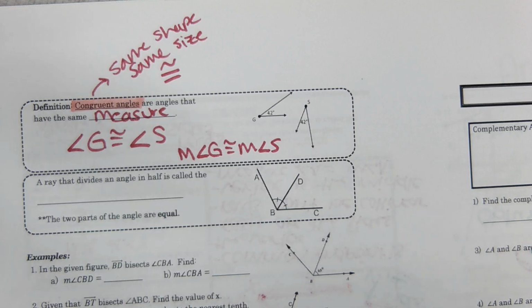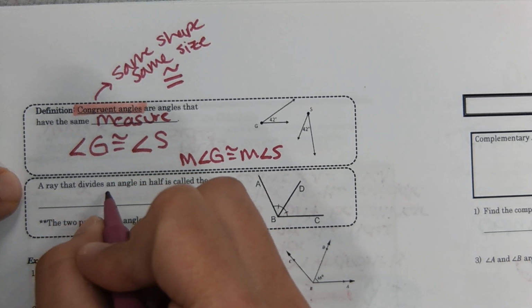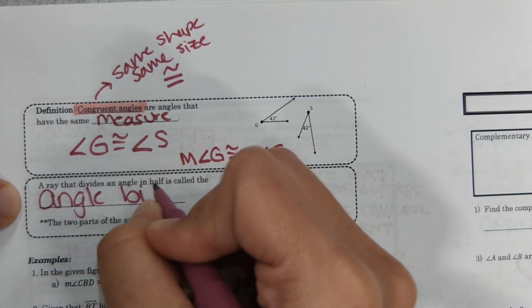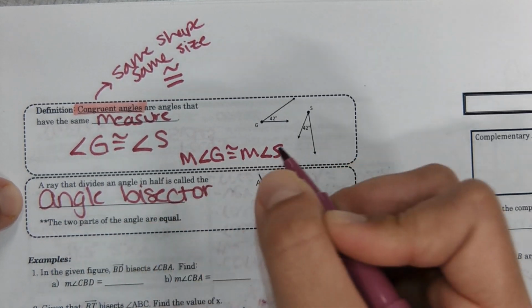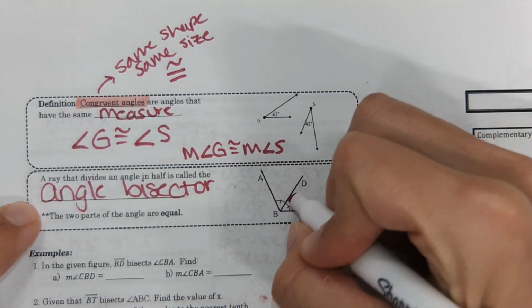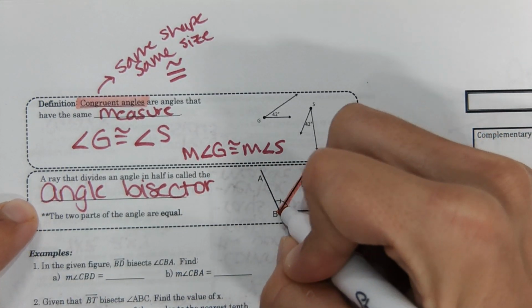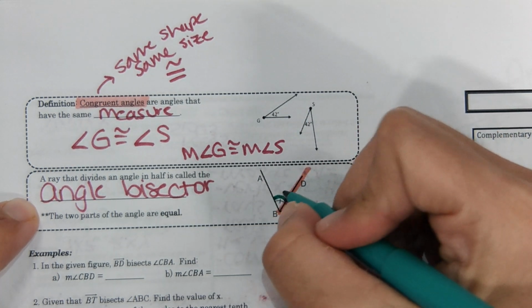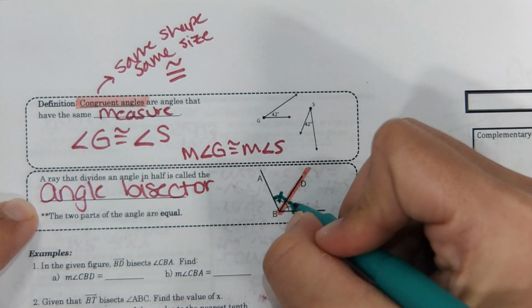Okay. Then the second word that's being introduced: a ray that divides an angle in half is called an angle bisector. Bisect means that it's breaking it exactly into two equal parts. So an angle bisector would be this ray or segment right here that breaks up this angle into two equal parts on both sides. So this part over here has the same measure as this over here.